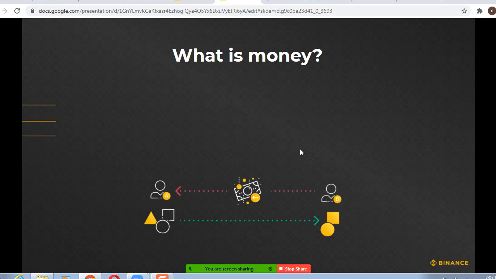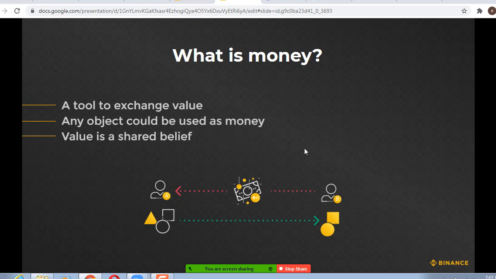So the first thing we're looking at today is what is money. Money is a tool to exchange value, or any object that could be used as money, or it is also a shared value. In the olden days, people were using cowries, gold, silver, precious metals to exchange for something. So any tool of exchange is called money, and any object can be used as money. Money, therefore, is a shared value. So you and I can decide to use something as money and it will work for us because it's a shared value.